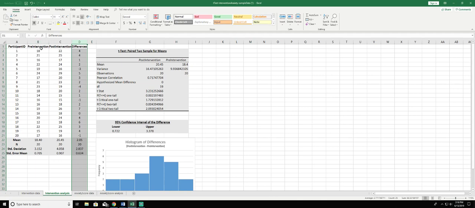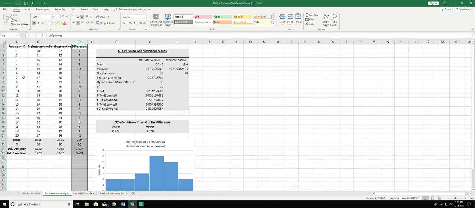So our pre and post intervention, these are two categorical matched pairs. These function as our independent variable because they're not influenced by anything other than the intervention, right? This does not depend on anything else. But our differences depend on our independent variable. They depend on the intervention. They depend on what happened between our pre and post intervention. So our differences depend on our independent variable. So we know that this is our dependent variable.